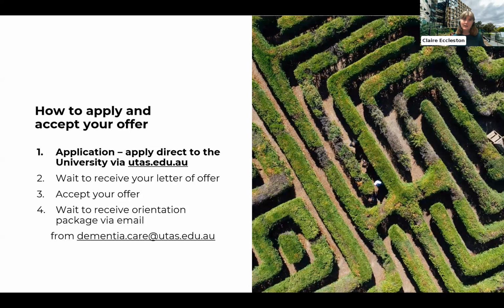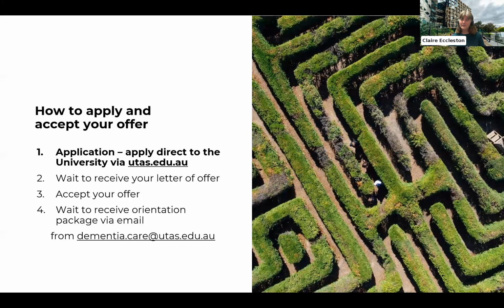So the first semester runs from February till the end of May. The second semester is July till the end of October. And then the third summer semester is from November through to February. So at the moment, there's 1 unit available that you could choose to study in that semester.